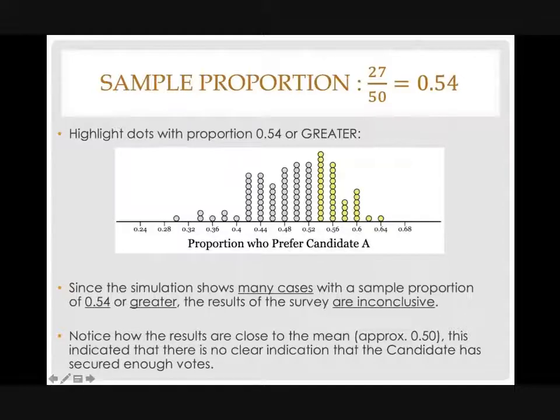This would indicate that there's no indication that the candidate has secured enough votes, because there is a sizable portion here that it could still sway to. You would want the candidate to have a stronger hold. So perhaps being closer to over here, and then everything that's greater, well, now you've got a much better chance of winning the election. However, at 0.54, it's too close to tell.